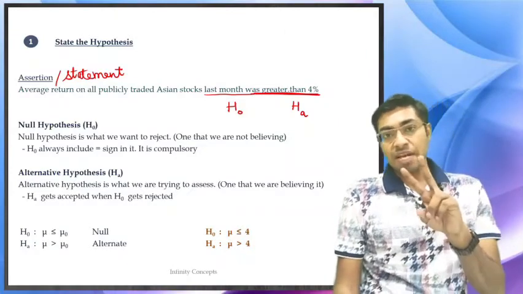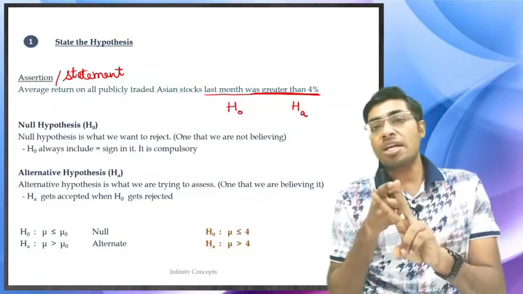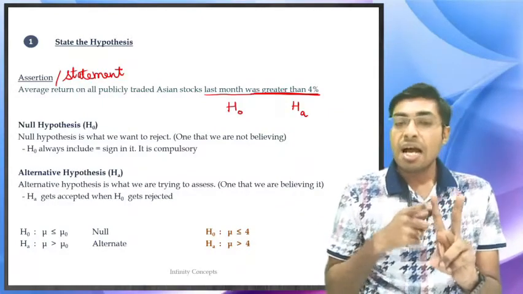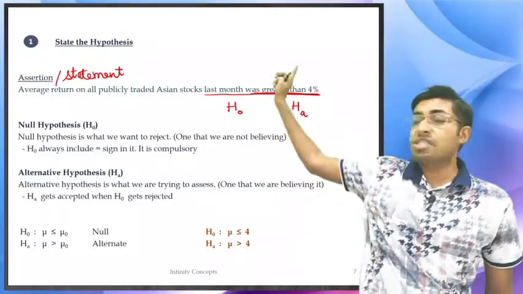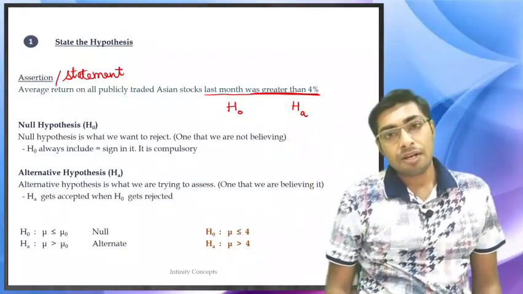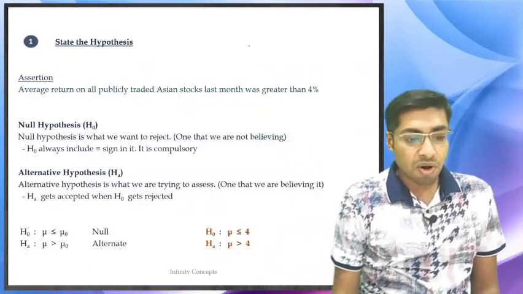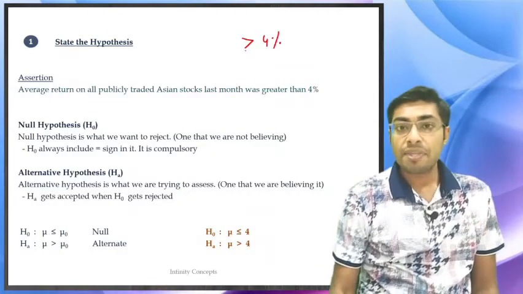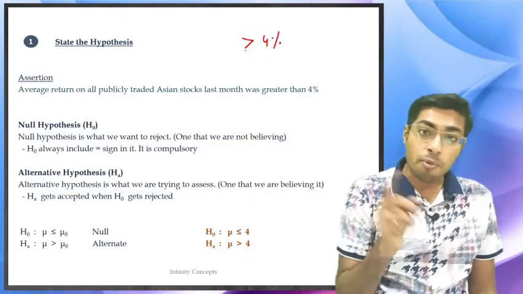So now we have to make two hypotheses, a null hypothesis and alternative hypothesis. What will be null hypothesis? Null hypothesis will be something which is opposite of what we have said in our statement. We have said in our statement that the return last month was greater than 4%. This is what is your statement. So the null hypothesis will be opposite of that.